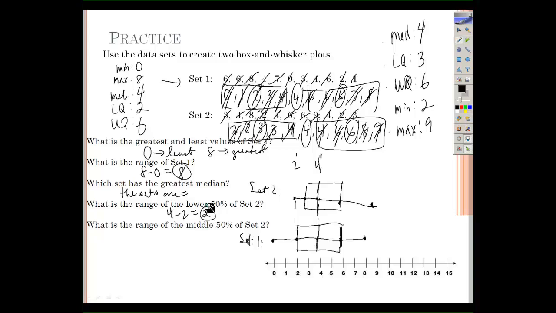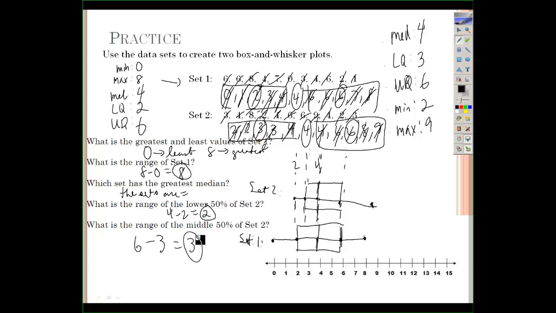What about the range of the middle 50% of set 2? This to this is the lower 50%. This lower quartile to the upper quartile would be the middle 50%. I know it's the biggest number. In this case, the upper quartile is at 6, and the lower quartile is at 3. So 6 minus 3 equals 3.